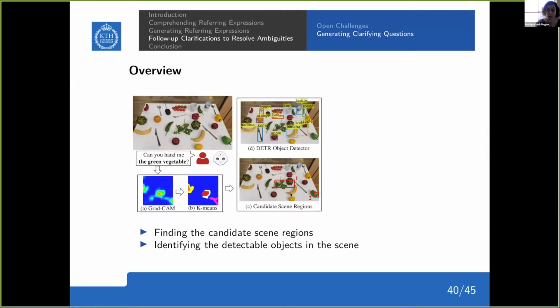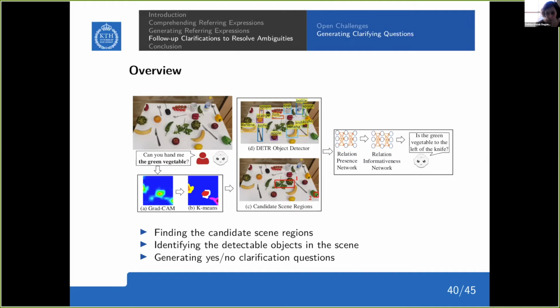And then we identify the detectable objects in the environment. As you see here, the artichoke and the basil are not detectable objects by existing object detectors, but the knife, banana, and apple are detectable objects. So we find the detectable objects in the scene, and we have two candidates.